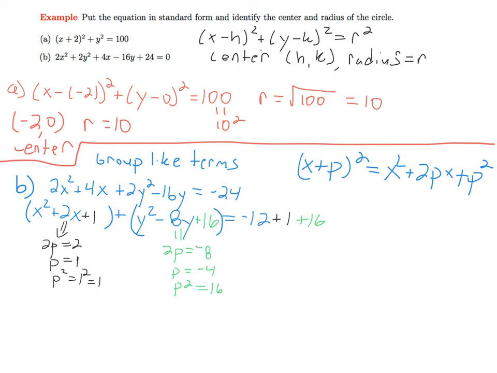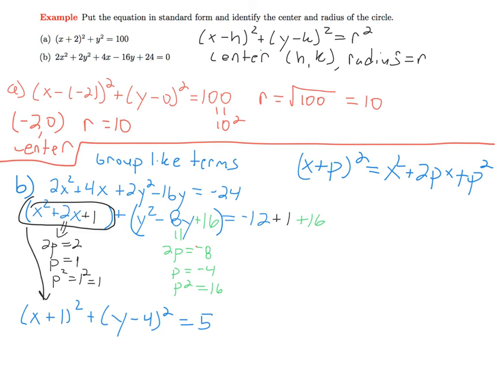So now the x terms are going to look like (x plus p), which was 1, squared. The y terms look like (y plus p), and there our p was minus 4, squared. And then grouping the constants on the right side of the equation, this gives us 5. Okay, so this stuff over here, once I added the 1, that is equal to (x plus 1) squared. It's a complete square. And once I added the 16 over here, that completes the square for the y terms, and that's equal to (y minus 4) squared. So now this equation is in standard form.